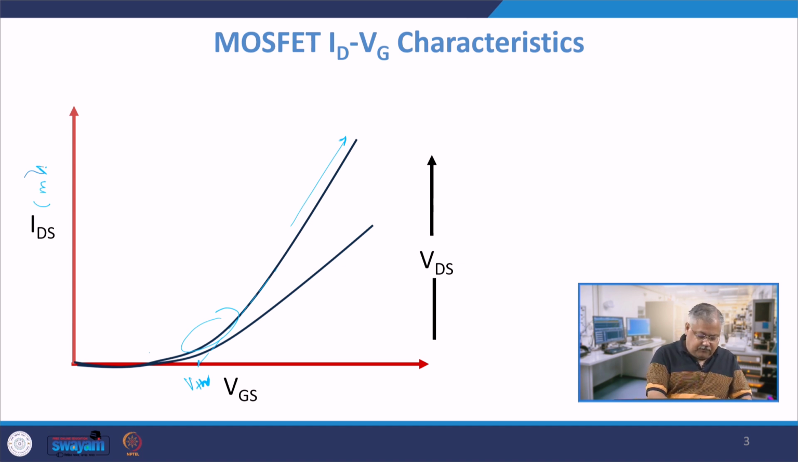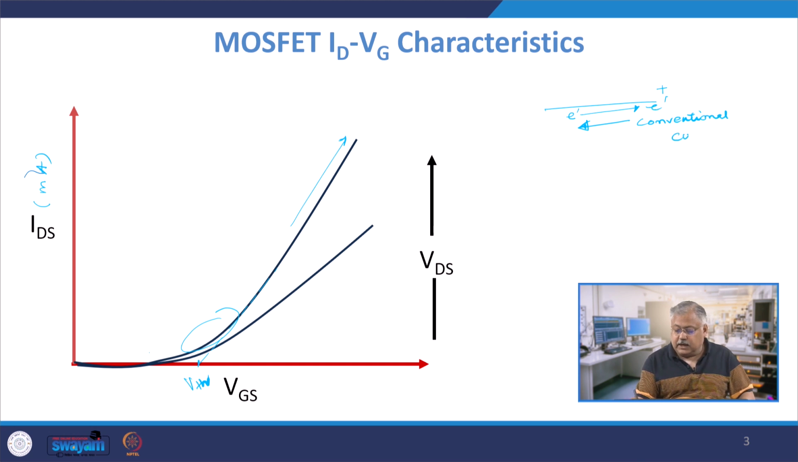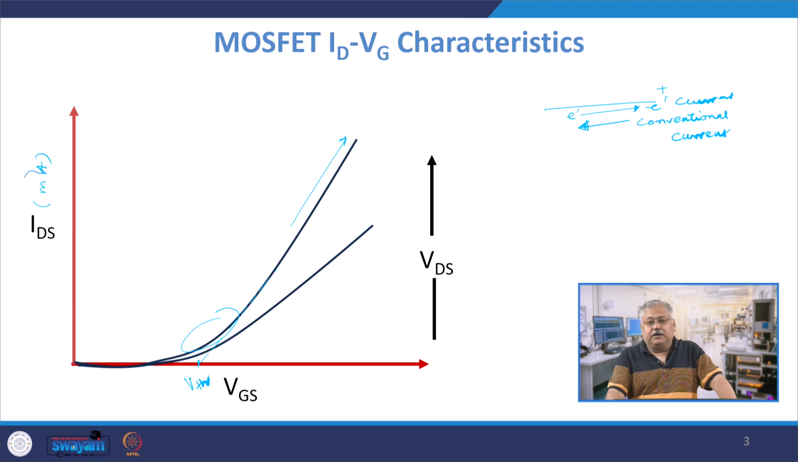Now, in a MOSFET, if you remember, if you have an N-type MOSFET, electrons form the inversion layer, and if you apply a positive drain bias, they will be flowing in this direction, and therefore the conventional current is always in the opposite direction. This is the conventional current direction, and this is the electronic current. So, electronic current flows in the direction of the positive bias and conventional current flows opposite to the direction of the applied bias, for reasons very well known to you.